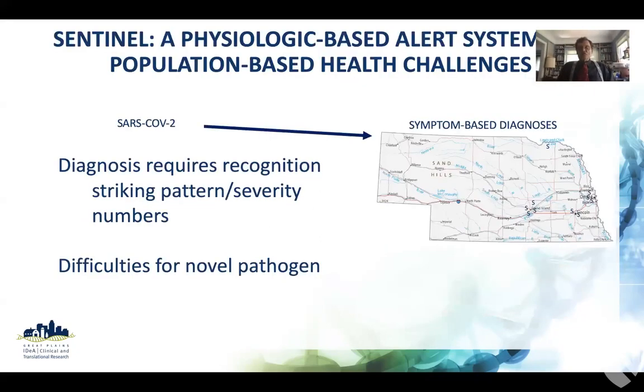So if you take a look at Nebraska and you take a look at SARS-CoV, the traditional way to diagnose an epidemic is you have to recognize cases. And they have to have something that's striking so that you can recognize them, either a pattern of illness or their severity or their numbers. And if you have only a few cases, and you can see where I've drawn the little S's, which means symptomatic cases in Nebraska, then it might be hard to recognize when there's only a few. And this is particularly a problem for something like COVID, which is a novel pathogen where you don't even really know how to recognize it. So the problem is not only that we want to have an early warning system, but we need an early warning system for something that we've never seen before.